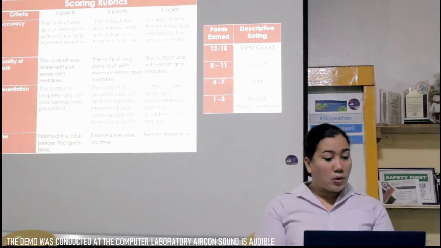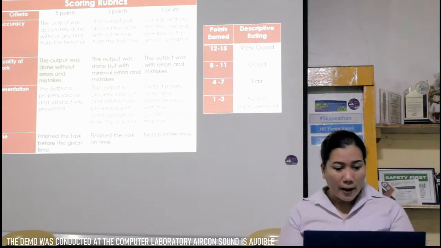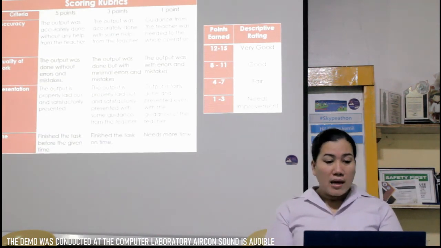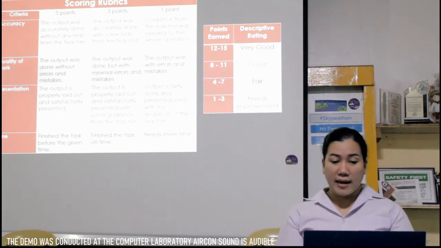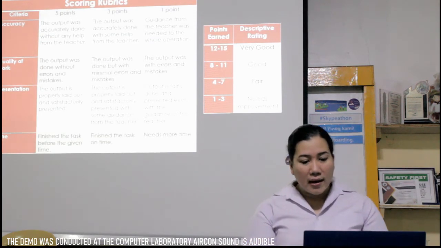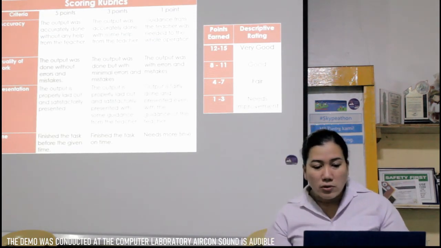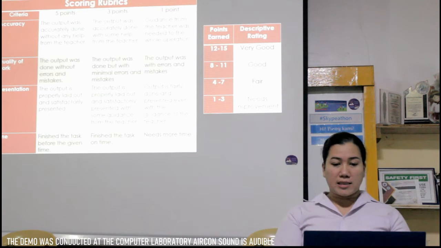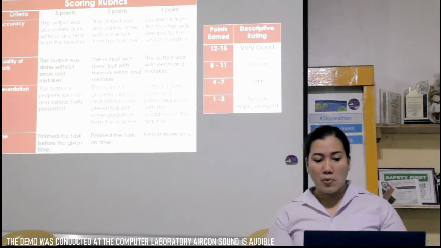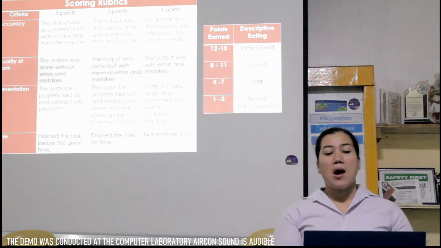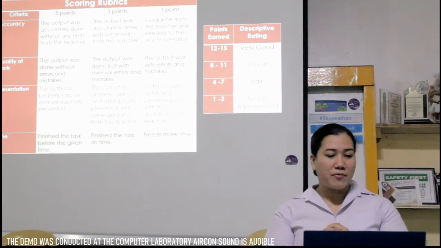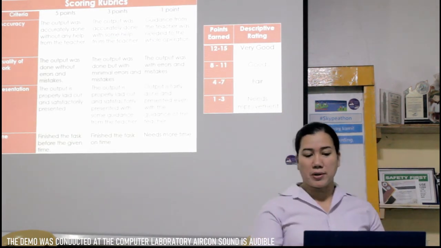We have also time here. You can have 5 points if you finish the task before the given time. 3 points, finish the task on time. 1 point, need more time. And then you can have ratings. 12 to 15, the descriptive rating is very good. 8 to 11, good. 4 to 7, fair. And 1 to 3, needs improvement. Okay, so make the most of your group activity. You can now go to your group and start your work.